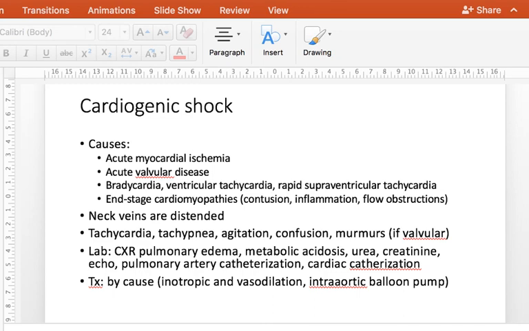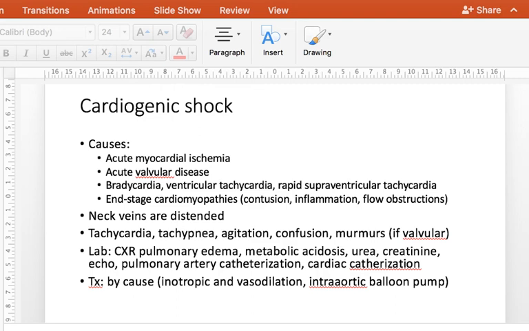Investigations to order is a chest x-ray, and you'll likely see pulmonary edema. Cardiogenic shock can look similar to congestive heart failure. The difference is in cardiogenic shock, your blood pressure is really low, whereas in congestive heart failure, your blood pressure is usually normal. Metabolic acidosis, you'll see. Urea and creatinine will be high. You can order an echo, pulmonary artery catheterization, and cardiac catheterization. You treat the cardiogenic shock by cause. So, inotropic and vasodilation, intra-aortic balloon pump.